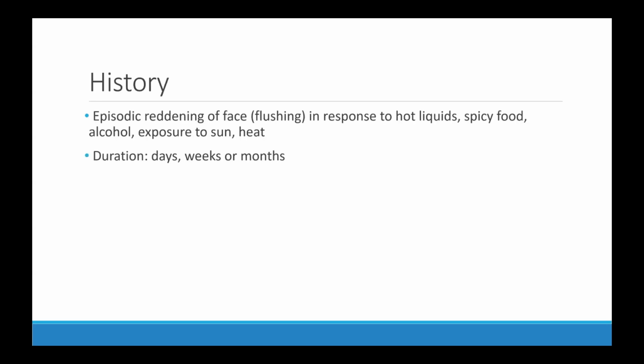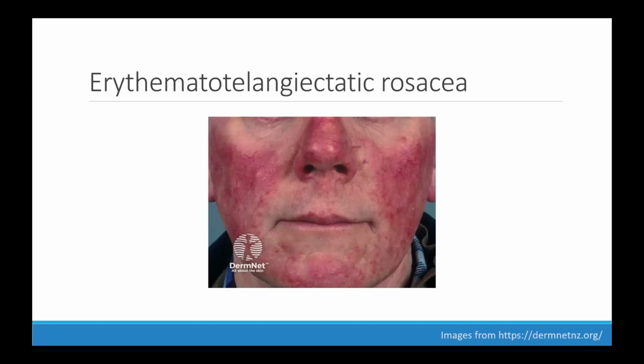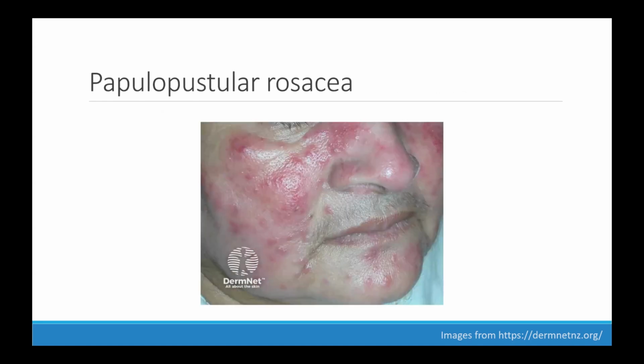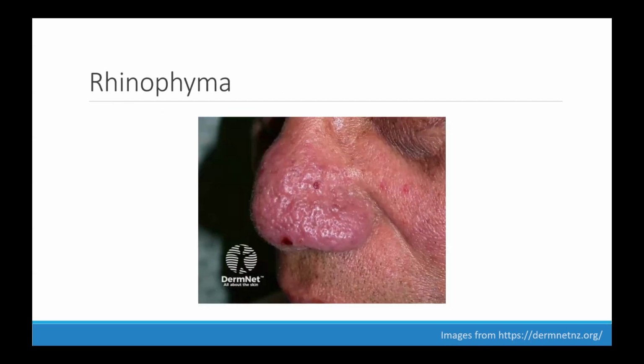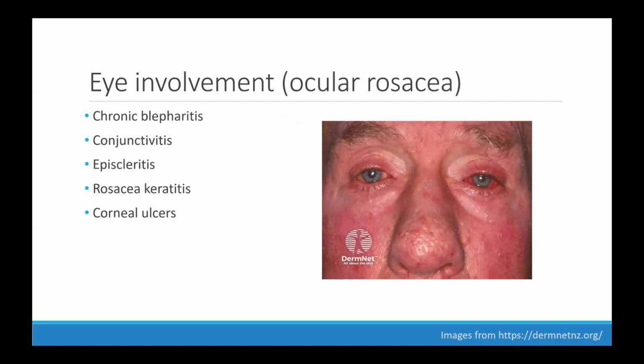In terms of history, patients report episodic reddening of the face or flushing in response to hot liquids, spicy food, alcohol, exposure to sun, and heat. It can last for days, weeks, or even months. This is a patient with erythematotelangiectatic rosacea, while this is another patient with papulopustular rosacea. This is a patient with rhinophyma affecting the nose. Ocular rosacea can also occur, in which there's eye involvement with chronic blepharitis, conjunctivitis, episcleritis, rosacea keratitis, as well as corneal ulcers.